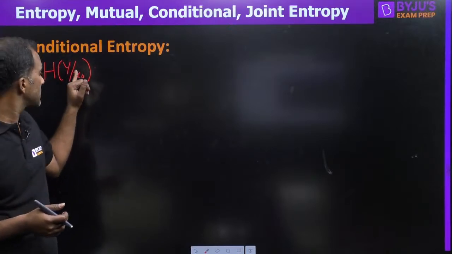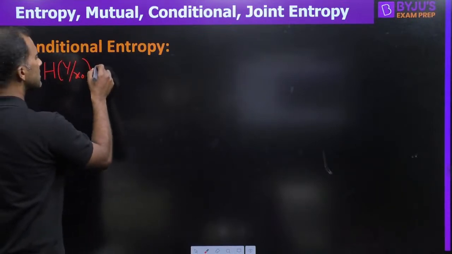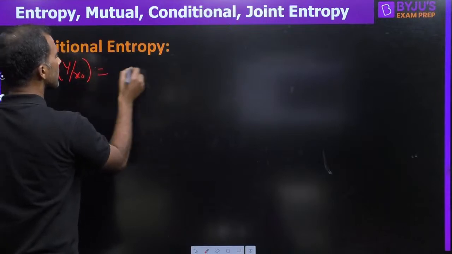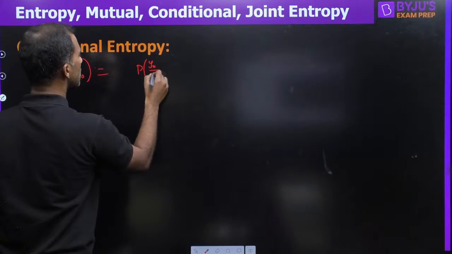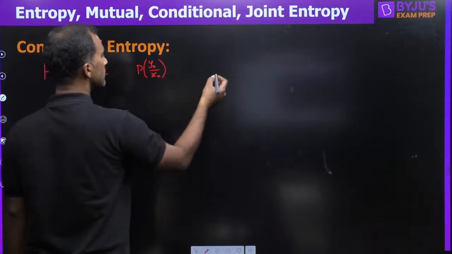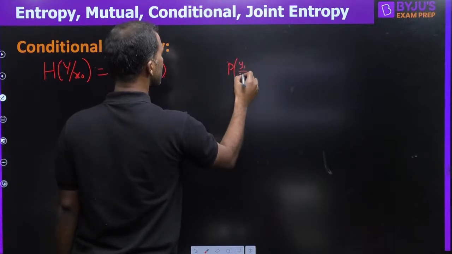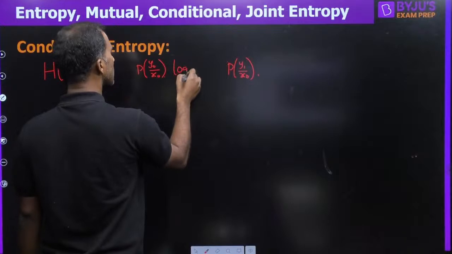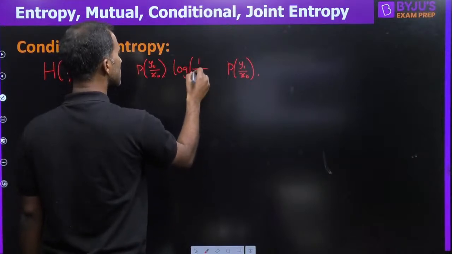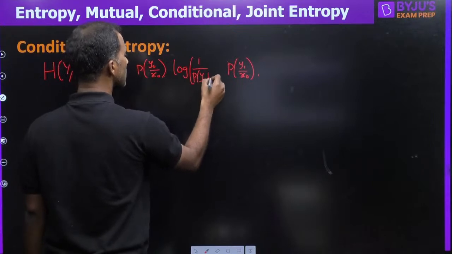Okay, which means since a condition is given, we have to talk about conditional probabilities. So the conditional probabilities involved here are p of y naught given x naught, that is the conditional probability, and one more conditional probability is p of y1 given x naught. So how to find the information in this? Apply logarithm to this, logarithm of the inverse of the probability, 1 by p of y naught given x naught.